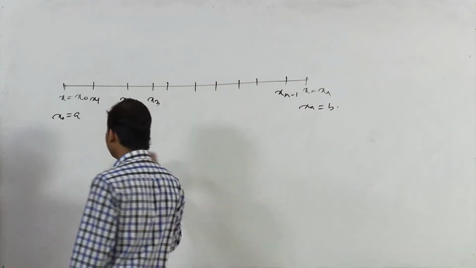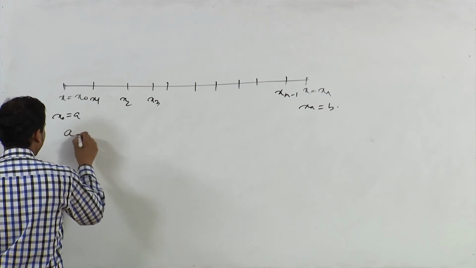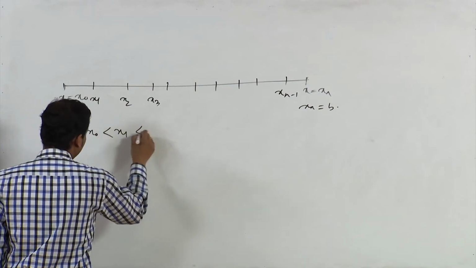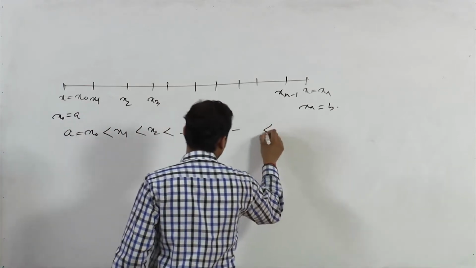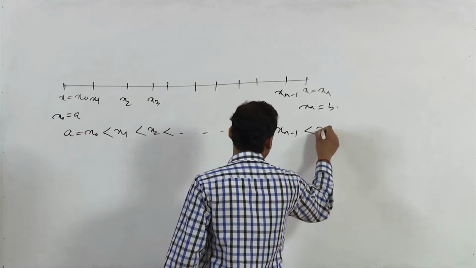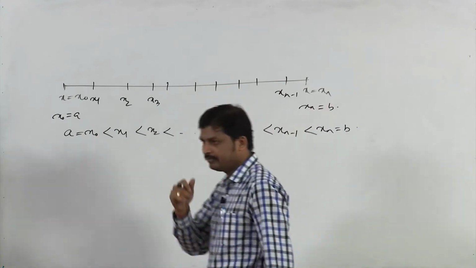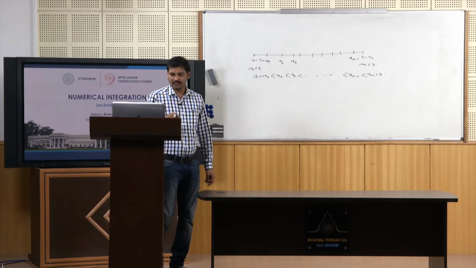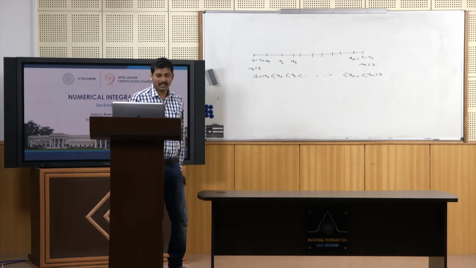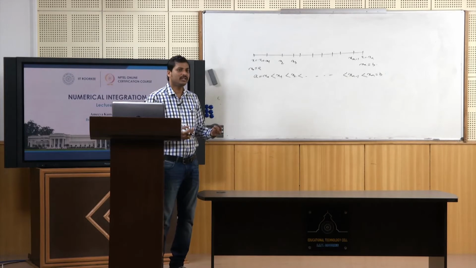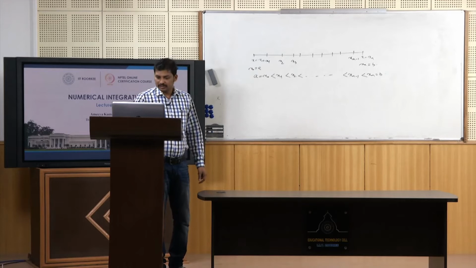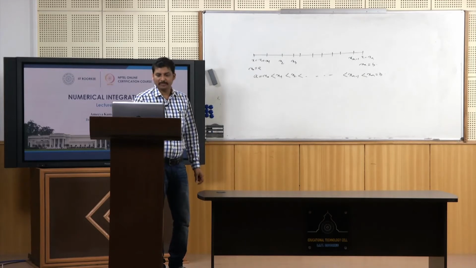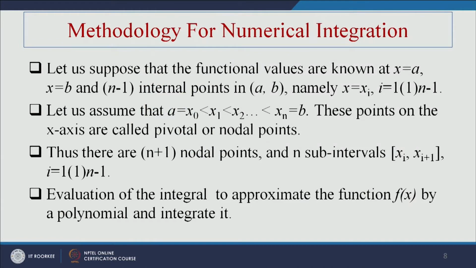Then we can define these points as a equals x0 less than x1 less than x2 less than up to xn minus 1 less than xn, which equals b. If we approximate any function with a polynomial approximation within this range, x0 to xn, then we can obtain a polynomial within that range. In that range we will have n plus 1 nodal points with n sub intervals.